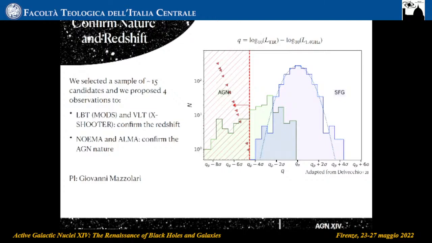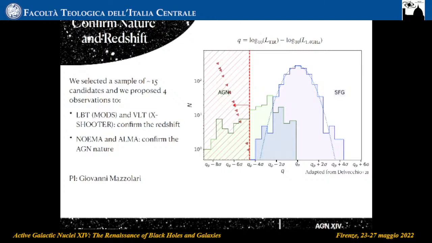And it will be very important for all the reasons I presented at the beginning. But all this is, of course, exciting, both for the radio selection and for the properties that we can constrain in future, but we have to confirm redshift and nature. And so, for this reason, I proposed 4 different observations to as many facilities.